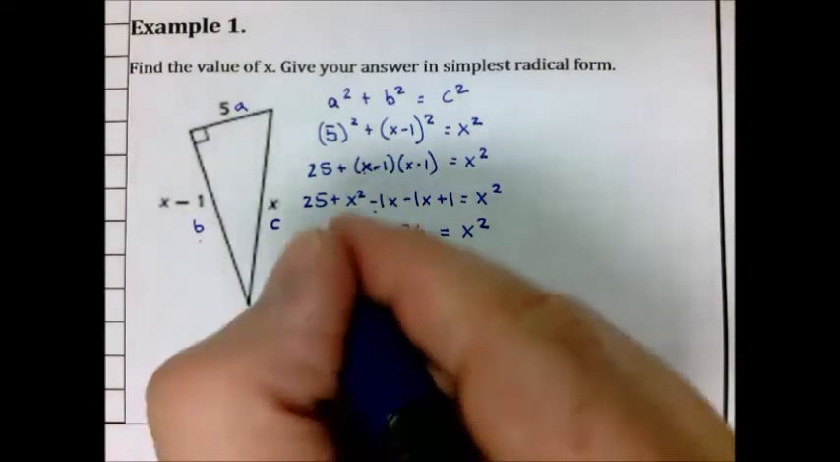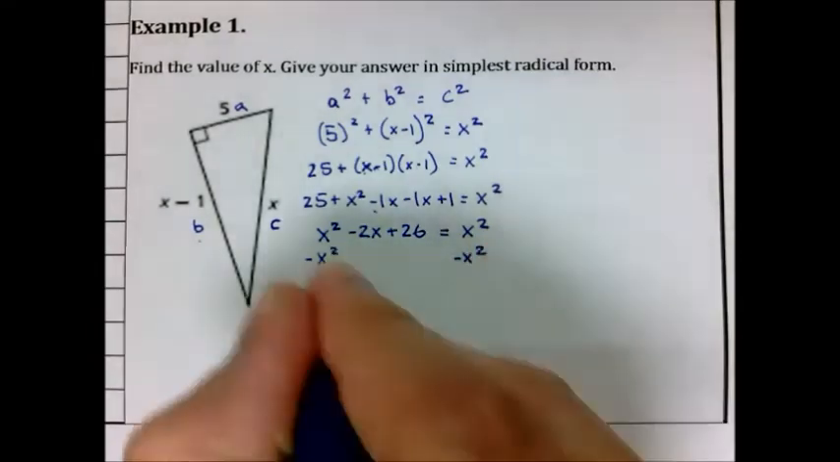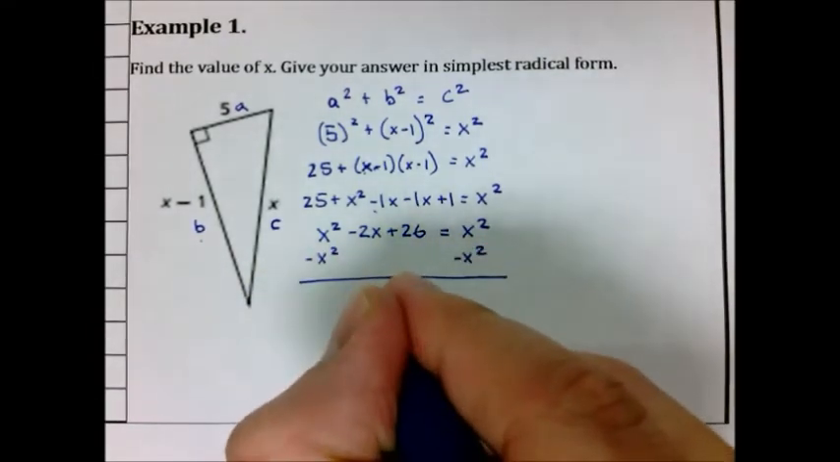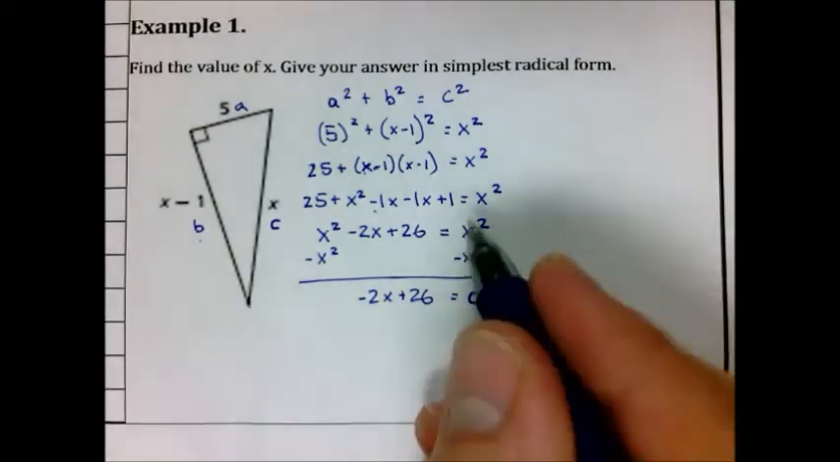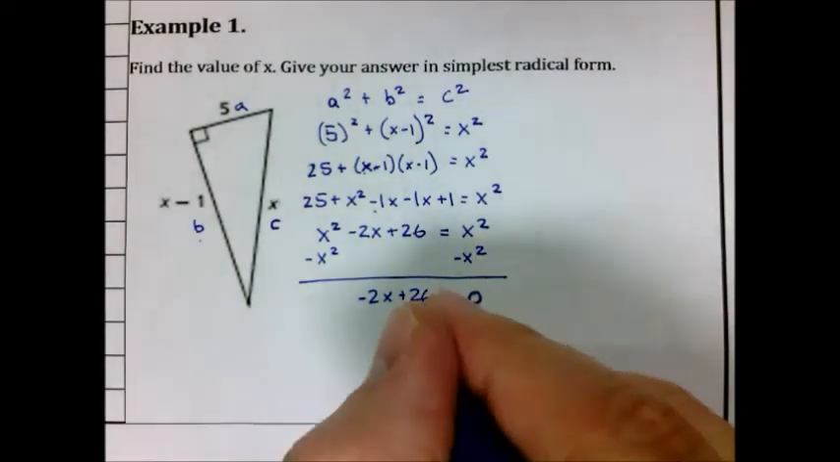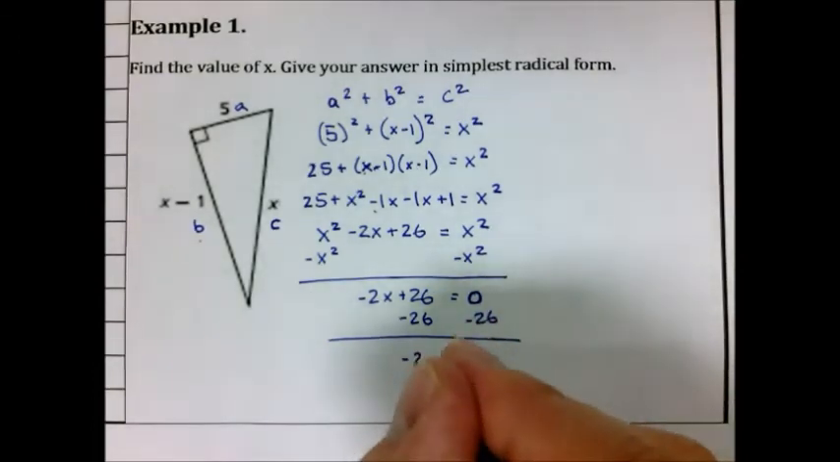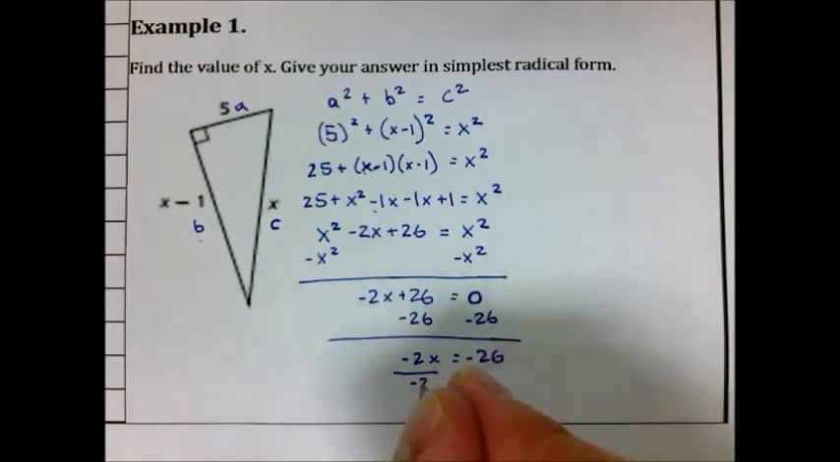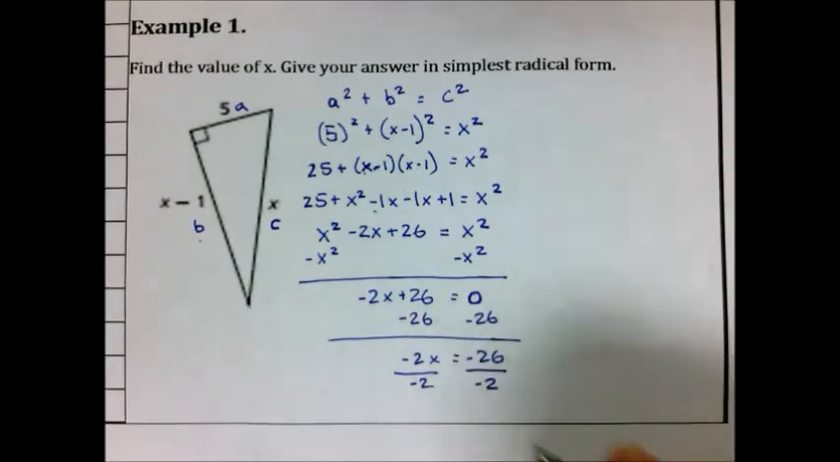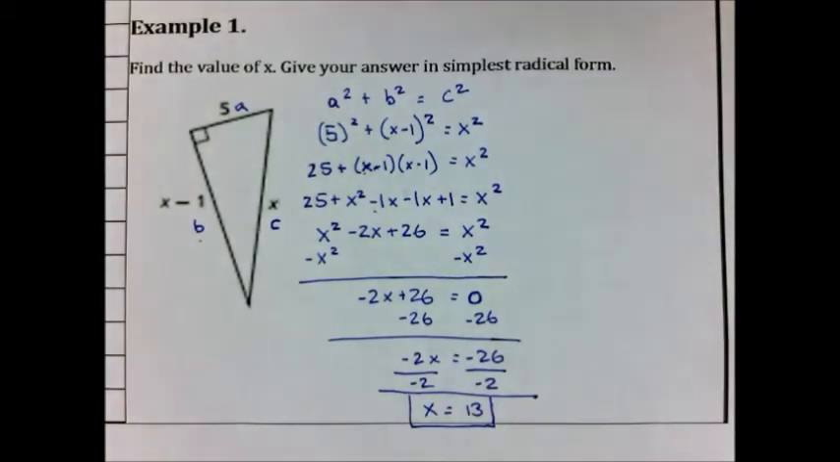We subtract x squared from both sides. We end up with negative 2x plus 26 is equal to 0, because x squared minus x squared is 0. Subtract 26 from both sides. We get negative 2x equals negative 26. Divide by negative 2, and we see that our answer is x equals 13.